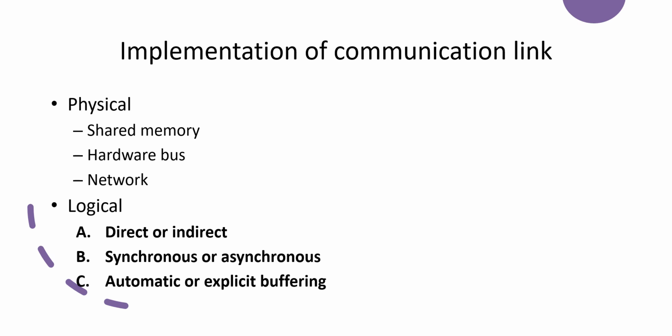Communication links can be implemented in different ways. At a physical level, we can have mechanisms based on shared memory, hardware buses, and networks. At the logical level, we can classify communication based on several concepts. First, direct or indirect communication. Second, synchronous or asynchronous communication. Third, automatic or explicit buffering. These concepts determine how processes identify each other, how they exchange messages, whether they wait for each other, and how messages are stored. We'll now discuss these concepts one by one.